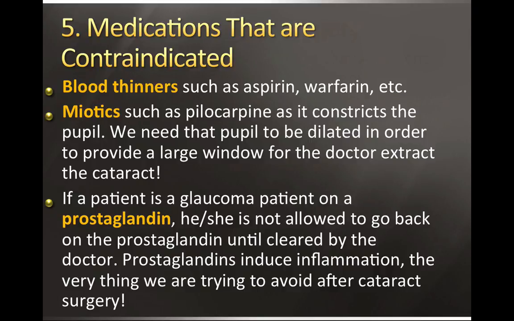Medications that are contraindicated: blood thinners such as aspirin and warfarin. The reason for that is that this is a surgery. We do not want any blood to get back into the eye or cause any extra damage to the eye. Miotics, which constrict the pupil, mostly pilocarpine, are also avoided, and we need that pupil to be dilated in order for the doctor to get a large window to look at that cataract and extract it.